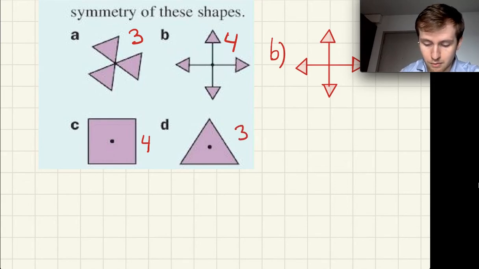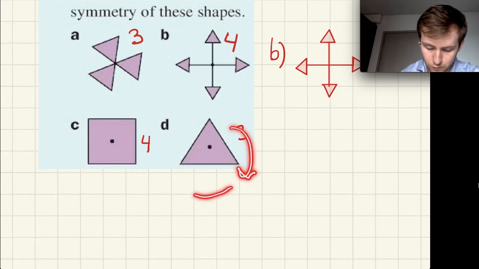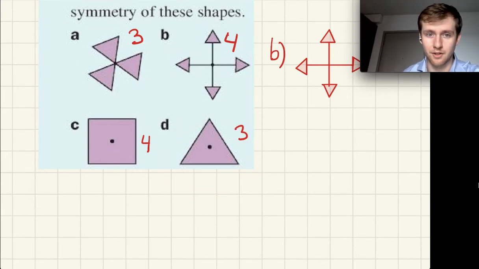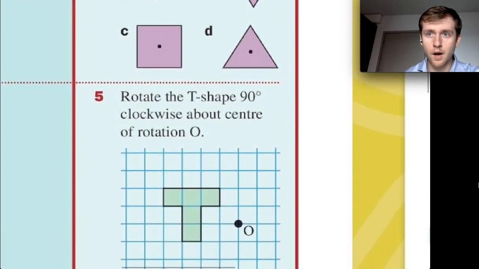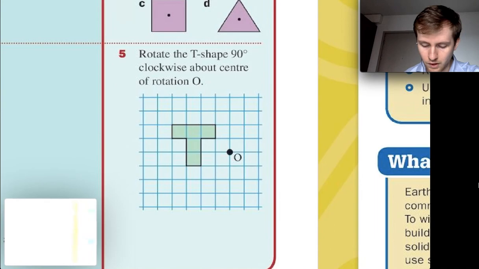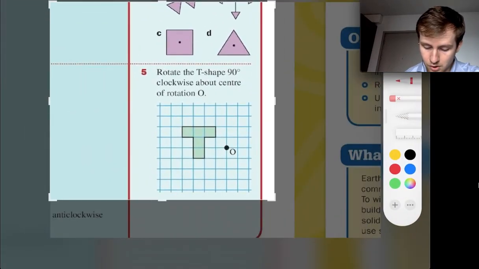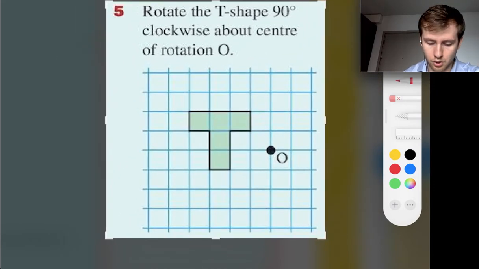So again, let's imagine we have this triangle. We rotate it. It's going to fit itself once, and then twice, and then finally a 3rd time, like this. So 3, 4, 4, 3 for rotational symmetry. Okay, and finally, the hardest question is the last one. Now we have to actually rotate the T shape 90 degrees clockwise about the center of rotation O.